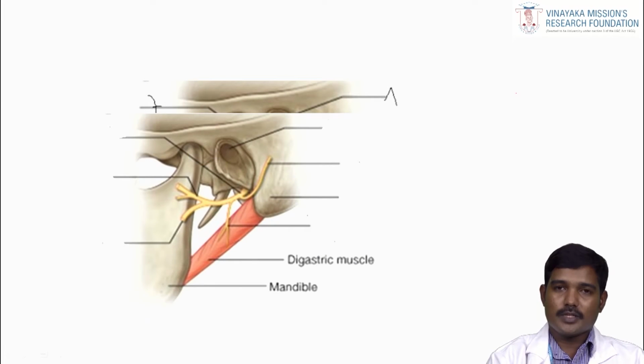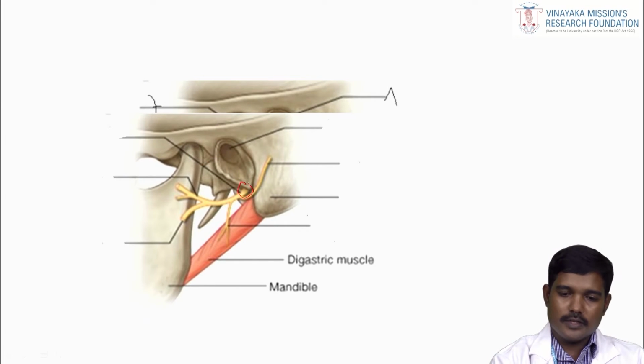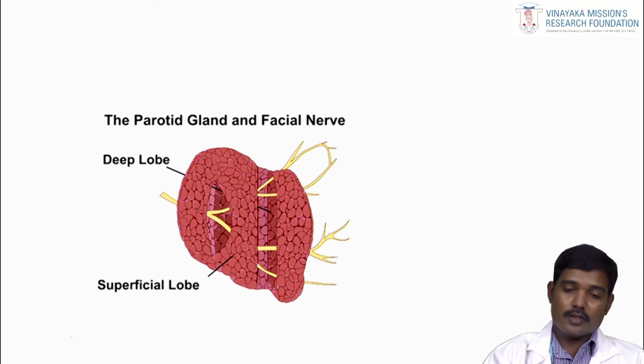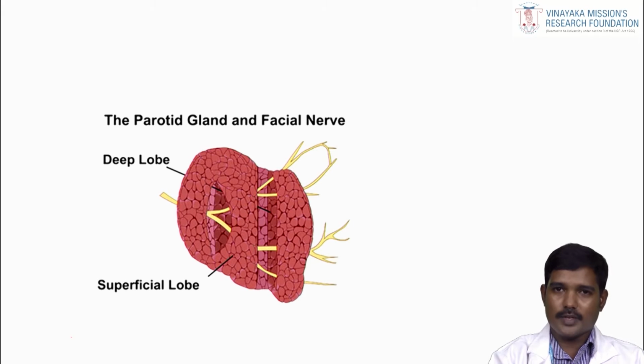Now, after coming out of the stylomastoid foramen, it gives its extracranial course. It crosses the styloid process laterally and enters the parotid gland on its posterior surface, crosses the retromandibular vein and the external carotid artery, and gives its 5 terminal branches.